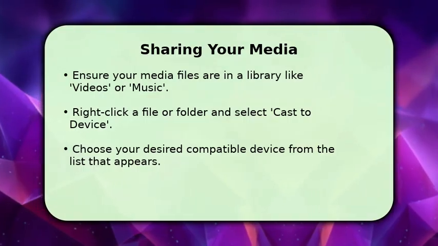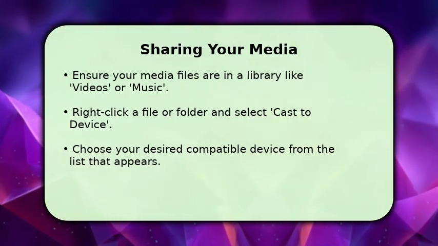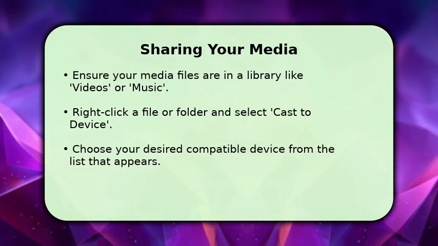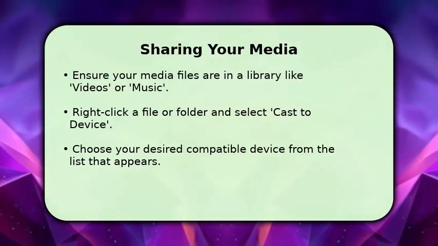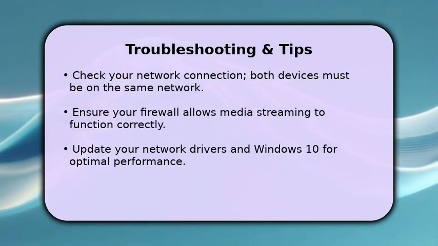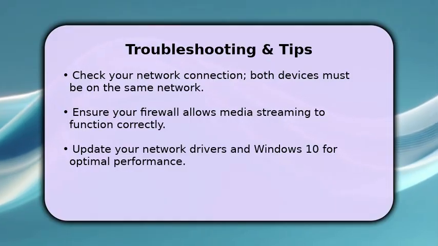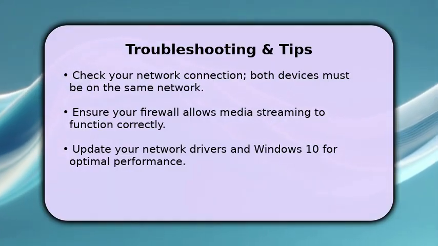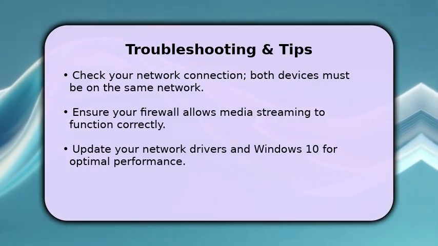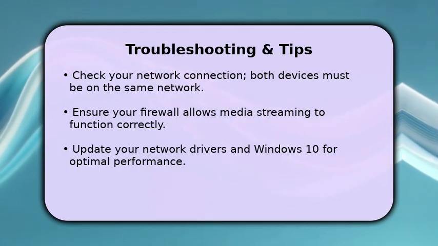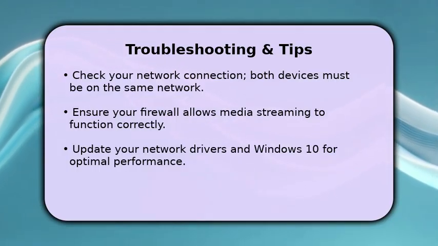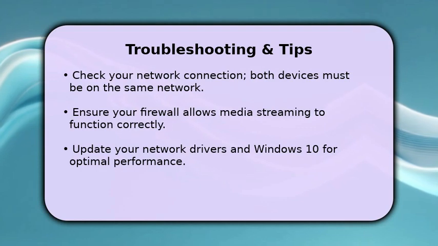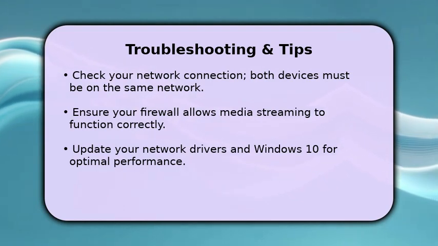Your content should then begin playing almost instantly on the selected compatible device, such as a smart television or game console. If you encounter any issues, first verify that both your Windows 10 computer and the receiving device are connected to the same home network. Sometimes, your firewall might be blocking the connection, so check its settings. Keeping your network drivers and Windows 10 updated can also resolve many common problems.